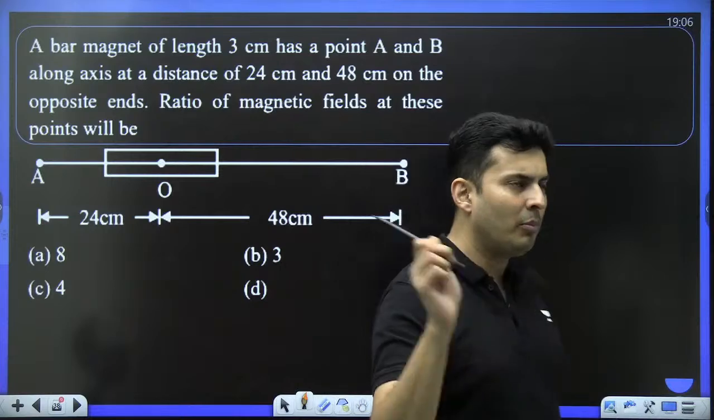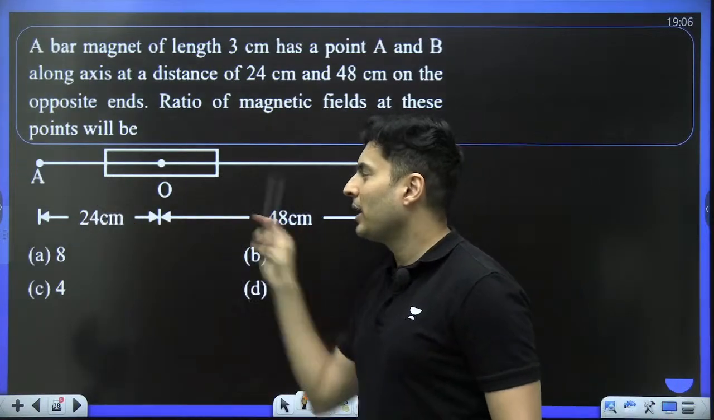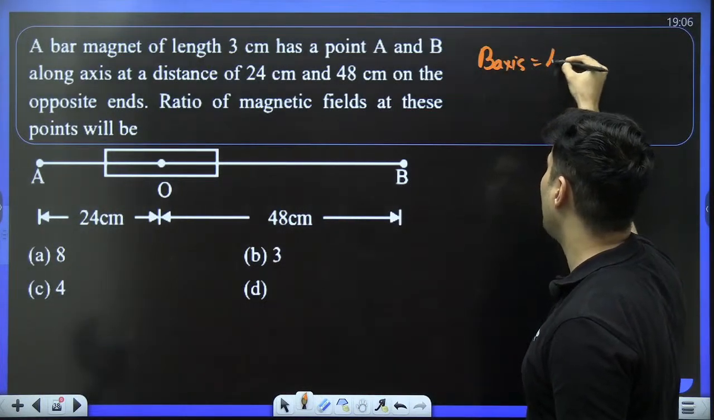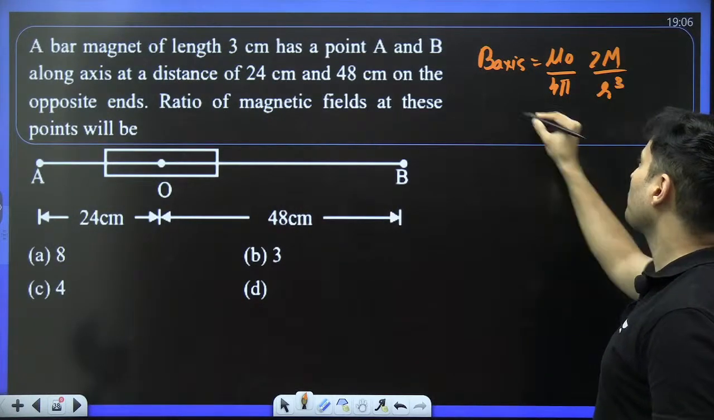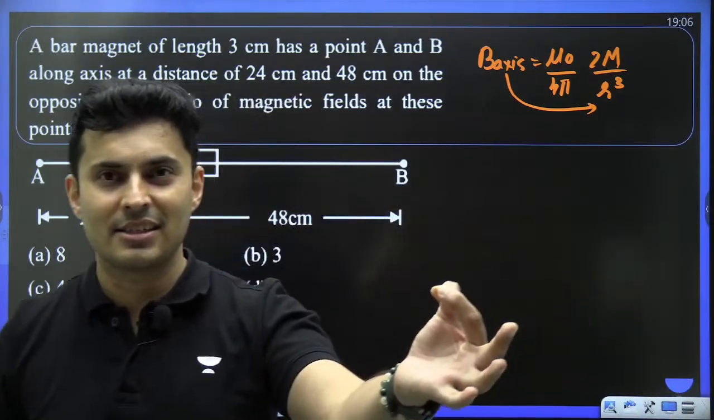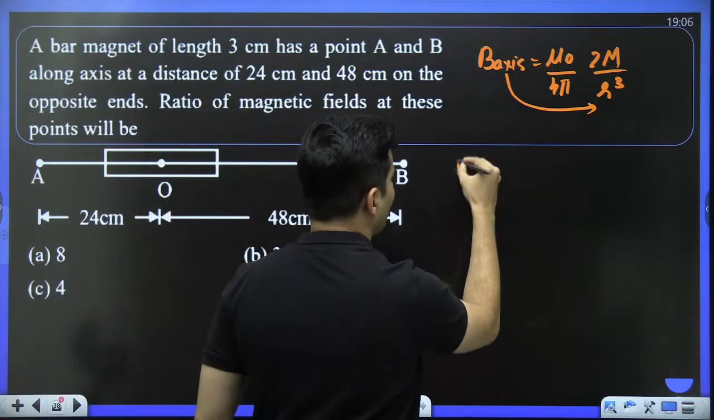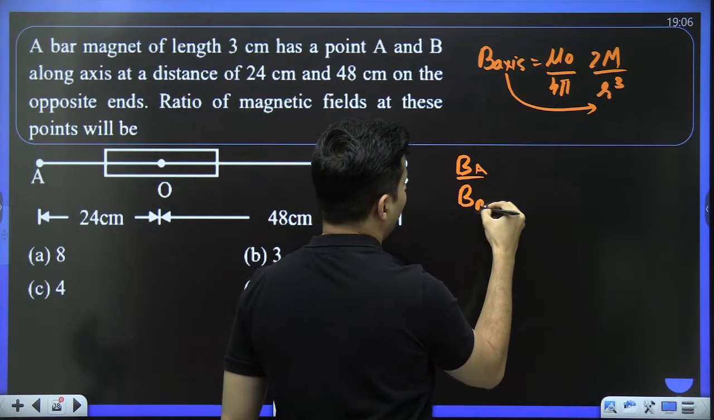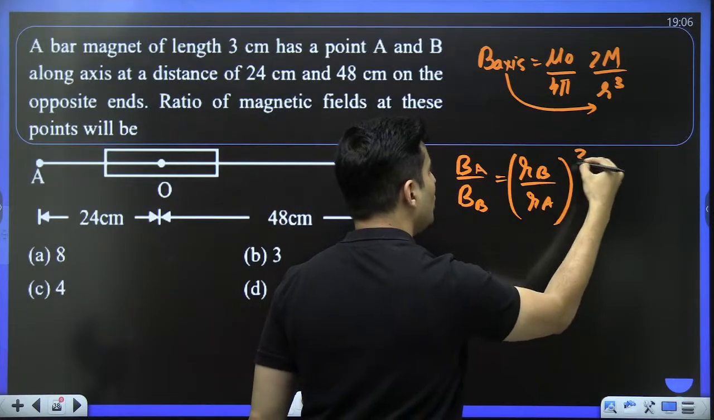If you remember, both the points are actually axial. If you can see, this and this are both on the axis. And the magnetic field on the axis is given by mu naught by 4 pi times 2M divided by r cube. So the magnetic field is inversely proportional to the cube of the distance. So clearly, magnetic field at point A upon magnetic field at point B will be r_B by r_A whole cube.